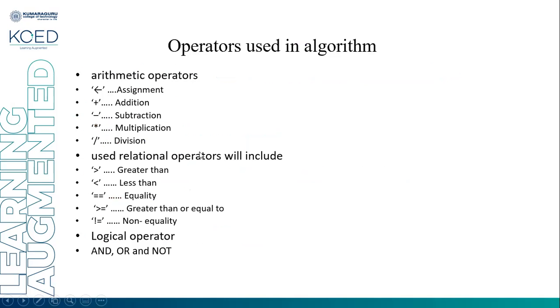Operators used in the algorithm. Arithmetic operators are: the assignment operator, the left arrow symbol, plus for addition, minus for subtraction, star for multiplication, slash for division.